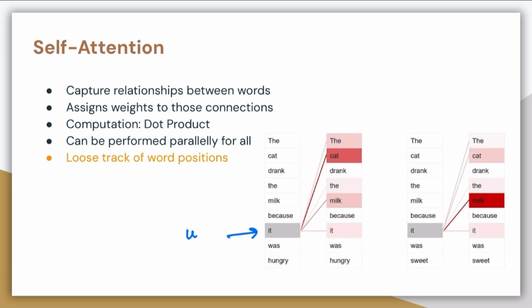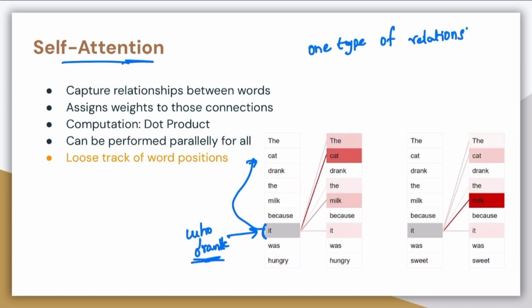It captured who drank the milk, right? This 'it' refers to the cat. That means it captured the meaning of this 'it' and whom it is referring to. That's what it captured. Now, if you use only a single attention, this is the only information we are capturing from this sentence. We are not capturing any other grammatical structure. We are not capturing any other long range dependencies. So a single self-attention block can capture only one type of relationship.